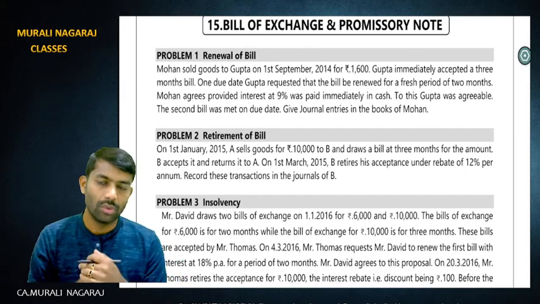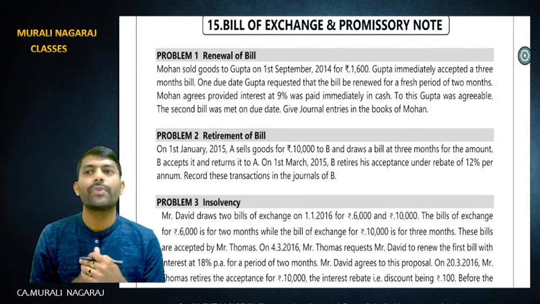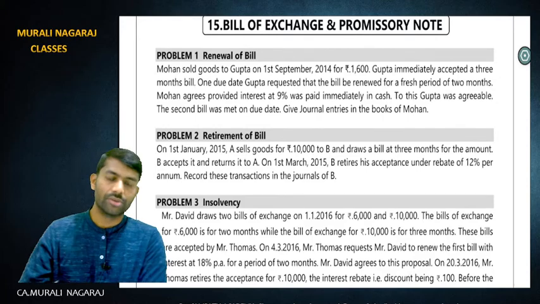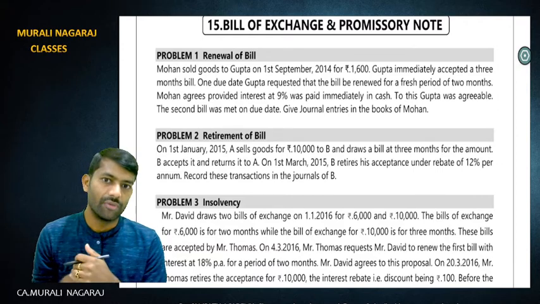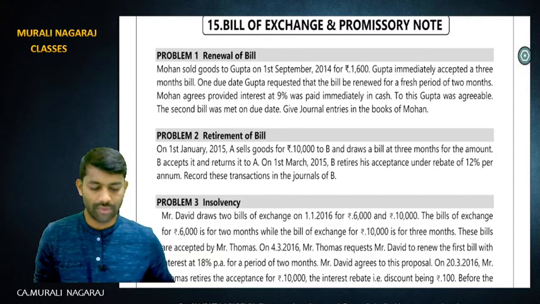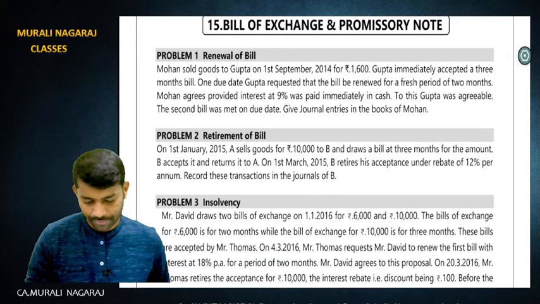He has to cancel the old bill and issue the new bill. Retirement of bill. Almost the majority of the concepts will apply in the books of the seller, that is the receiver of bills acceptance. Therefore, the majority of the focus will be there. Come on, problem number one.